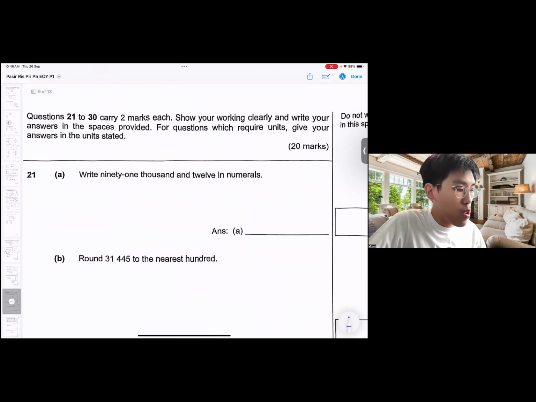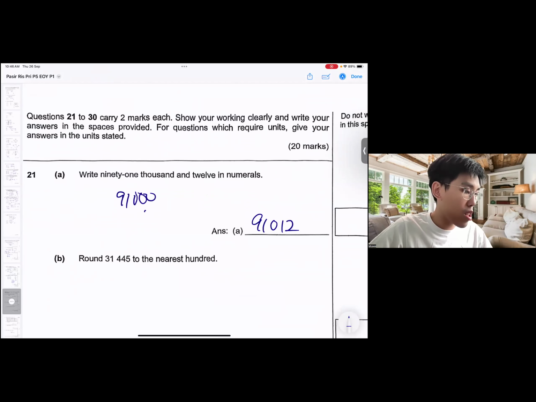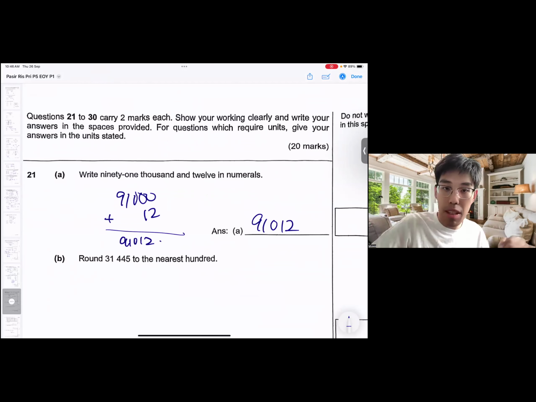Write 91,012. This one just read off and just write. If you are more cautious, it's okay. Just write down 91,012. Same thing, doesn't matter.